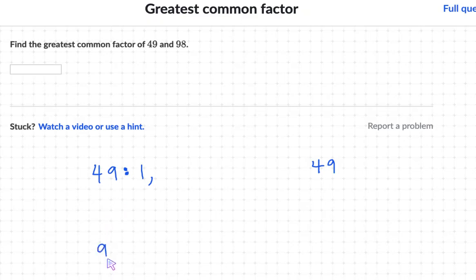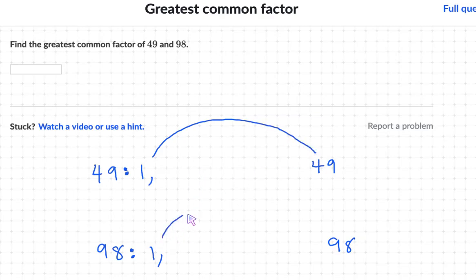For 98, we're going to do the same thing. 1 and itself. 1 and 98. Okay? And then I always want to connect my two factor pairs so that I know they go together. That's going to help me out later on when I work with factoring and the distributive property. So we're setting it up for a lesson in the future.